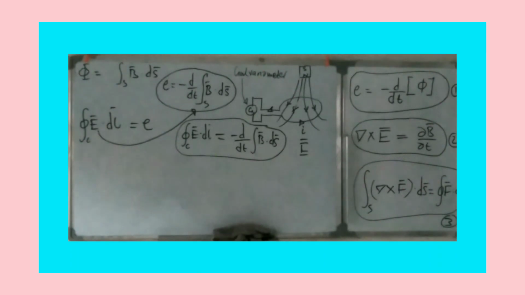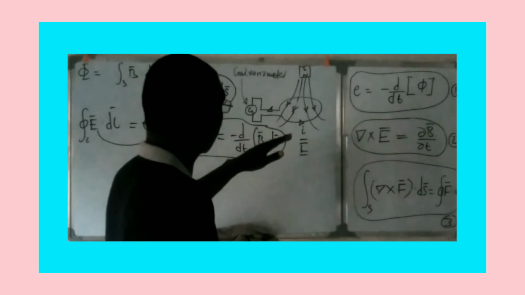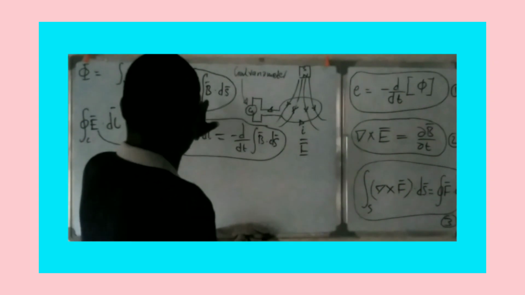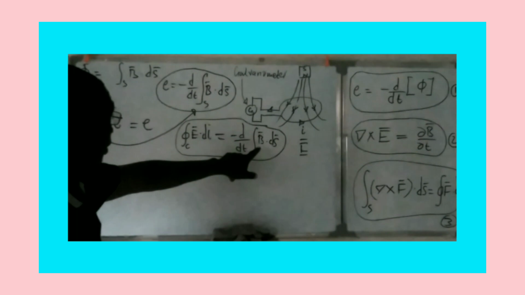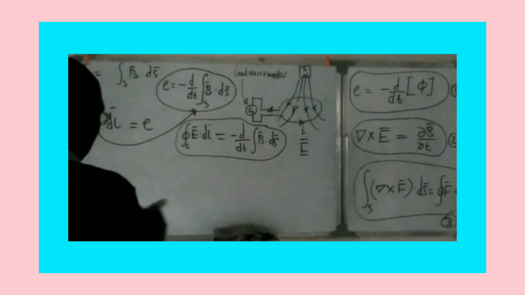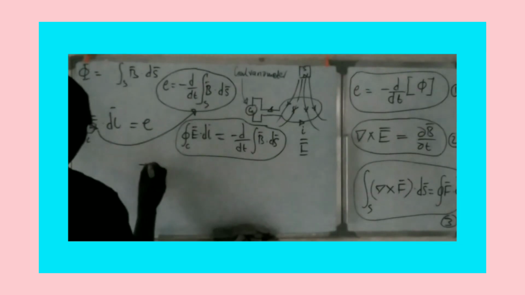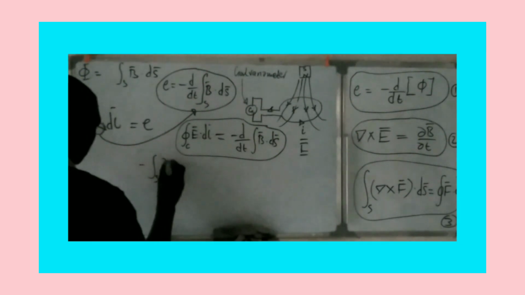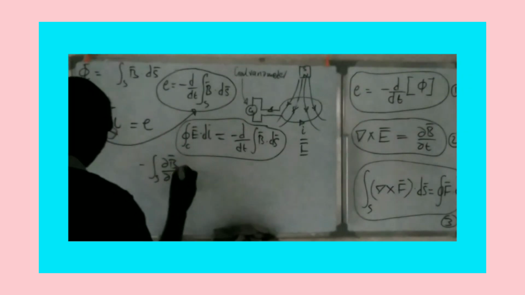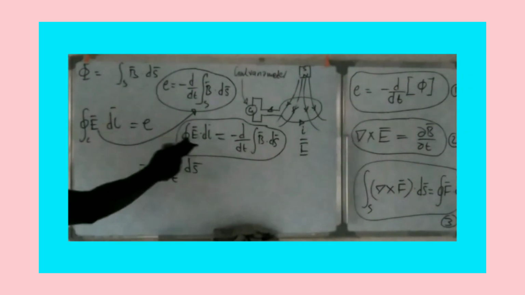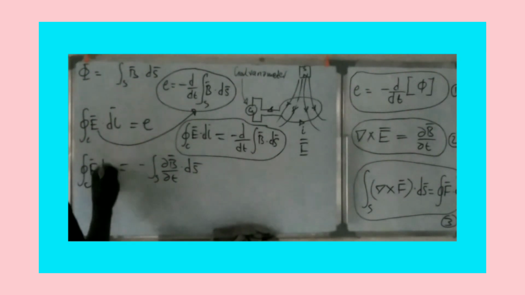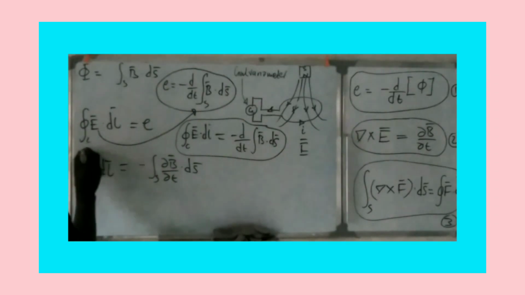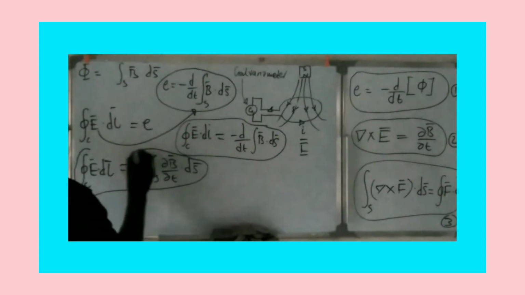Now, before we go any further, we notice that the conductor here is not moving, it's stationary. What is changing is B, the magnetic flux density. So our differentiation should be in respect of B. So here we can write this as minus the surface integral of partial B, partial t ds. And of course, it's equal to the closed line integral of E dl. Another nice equation there.